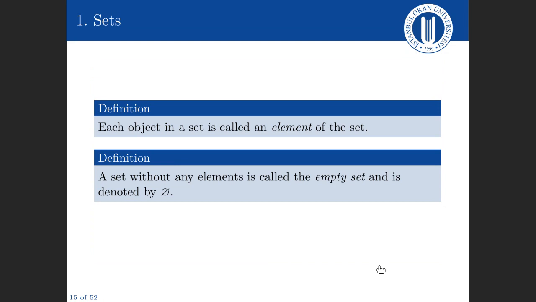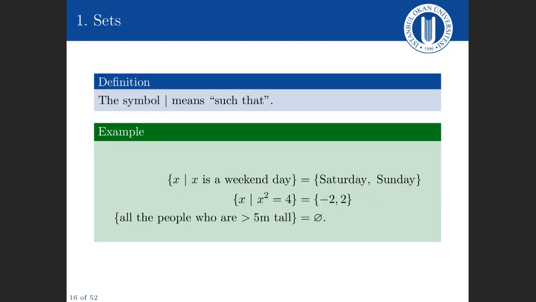We could have a set which doesn't contain any elements. This is called the empty set. And for the empty set, we use the notation 0 with a line through it, a circle with a line through it.